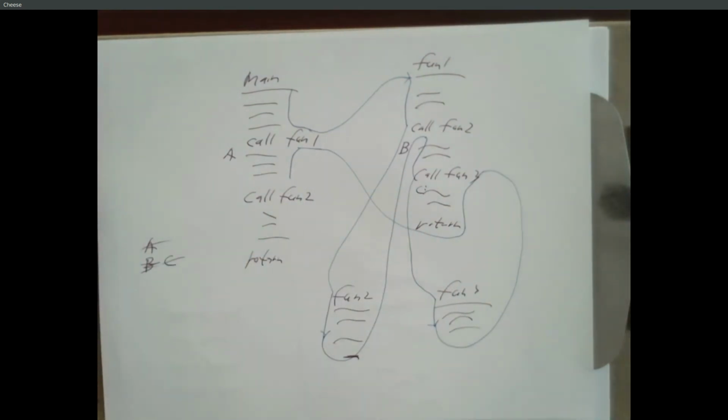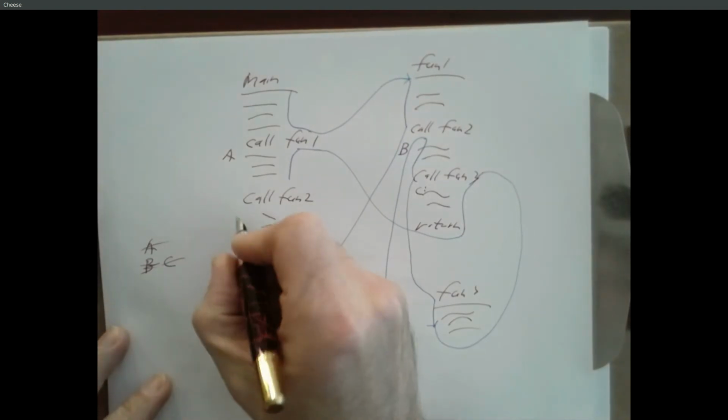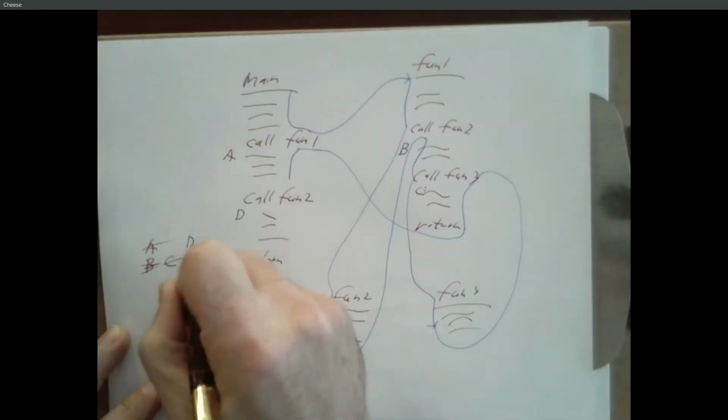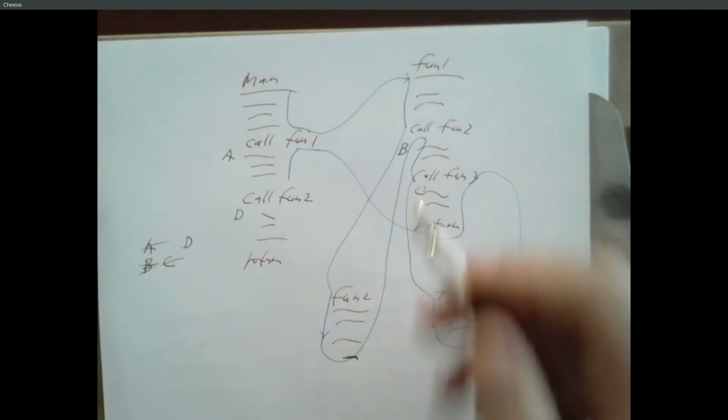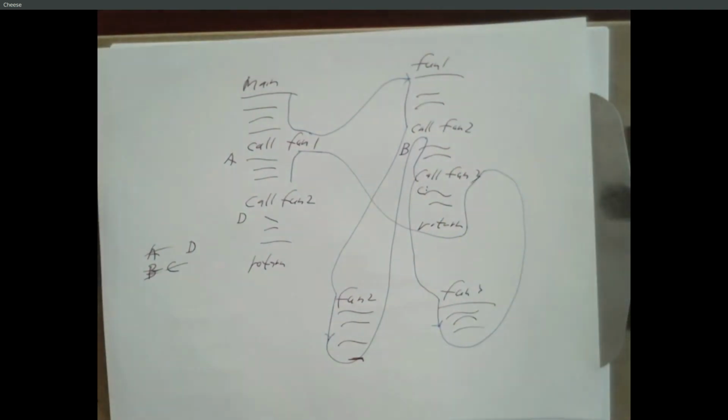Return, go back to location A, and then keep going, and then it's going to hit function 2. And then it's going to say call function 2. We're going to take this location of the next instruction, D, put that on the stack, and jump over to function 2. But we already called function 2 before. Yeah, we're doing it again.